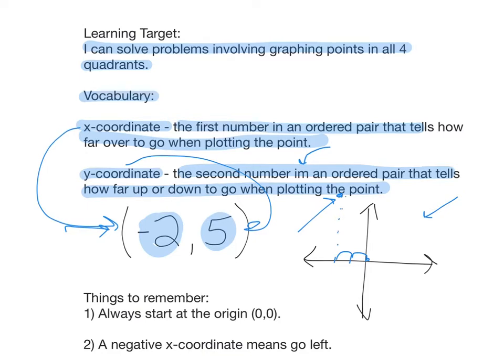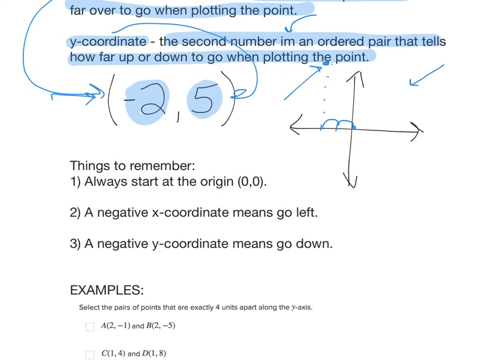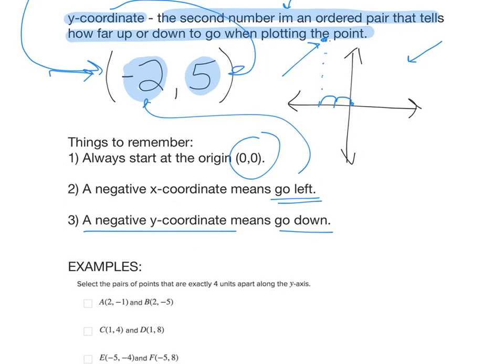Things to remember when you're graphing. Always start at the origin, at the point 0, 0. If you have a negative x-coordinate, that means go left. That's what I did with my negative x-coordinate here. I moved to the left. If my y-coordinate is negative, that means you're supposed to go down. So, let's go through a couple of these examples and then get you started.